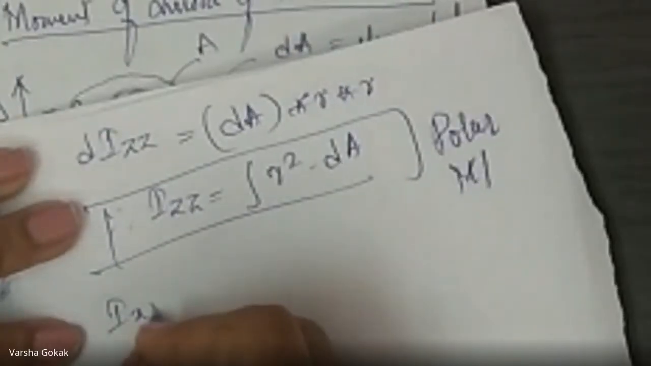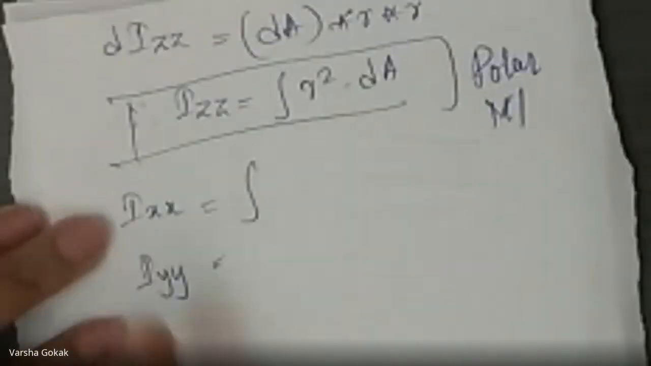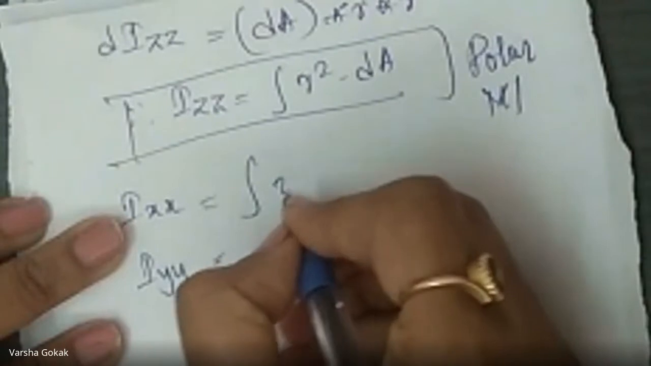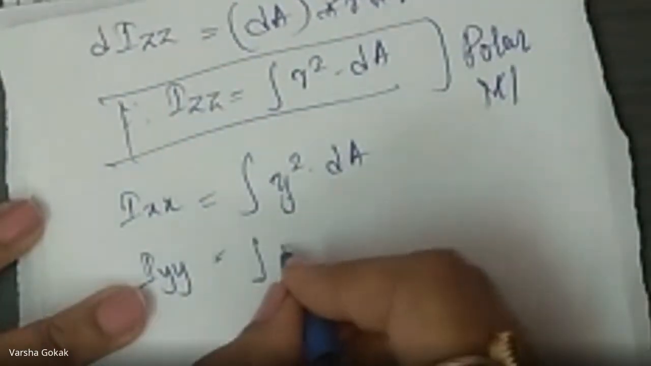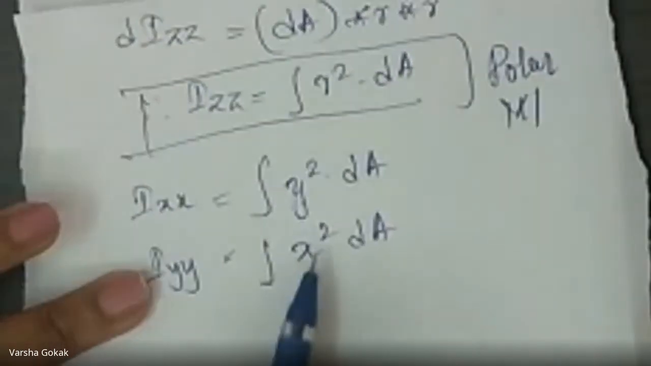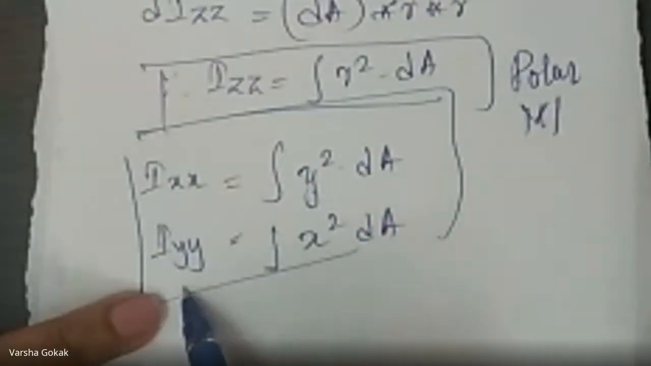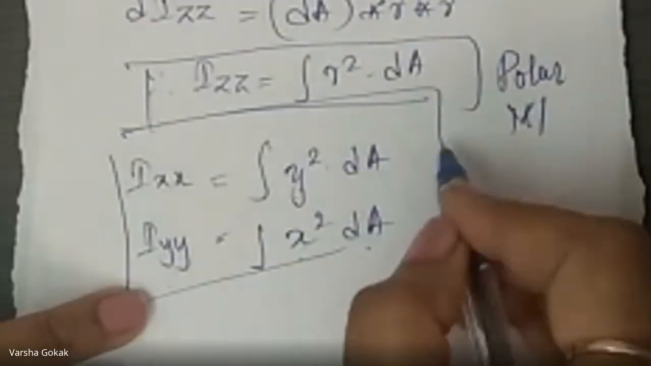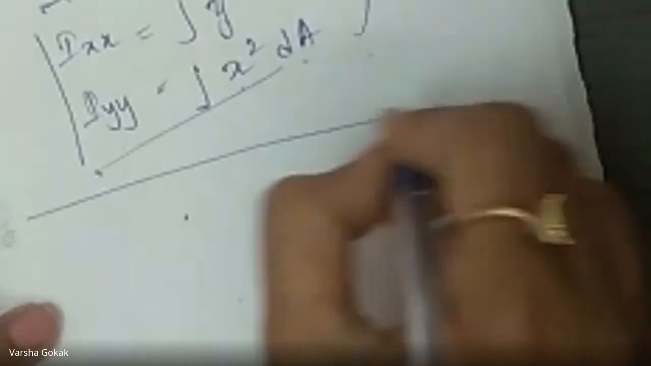I will just write Ixx, Iyy, Izz is already there. So when I'm writing Ixx, observe, when I'm writing for the x-axis, the perpendicular distance would be y, so y square. When I'm writing Iyy, the perpendicular distance is x square. So Ixx is the integration of y square dA, Iyy is the integration of x square dA. Using this, we have some derivations to be done. We will take up a derivation in this class only, right? So this is about the generalized equation of moment of inertia.